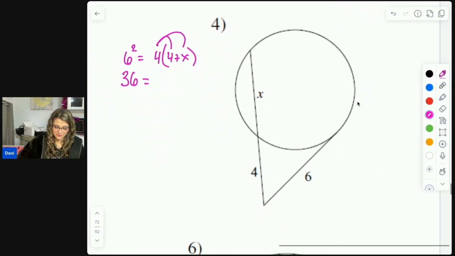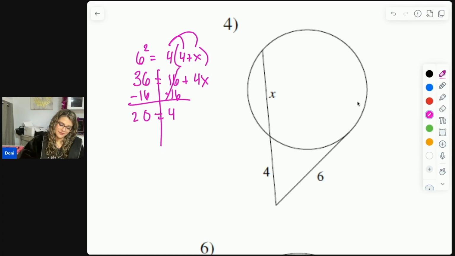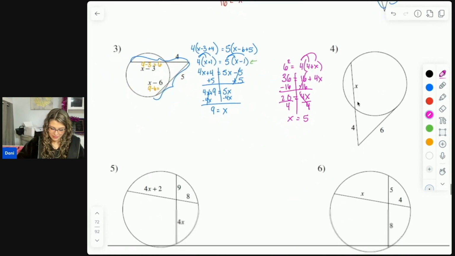Let's go. Whoop. Moving my page here. So 16 plus 4x. We subtract 16 from each side. Divide by 4. Bing, bing, boom. We get 5 as our answer. Not too bad.